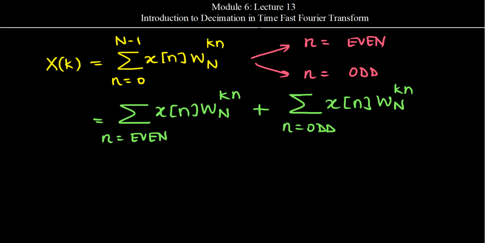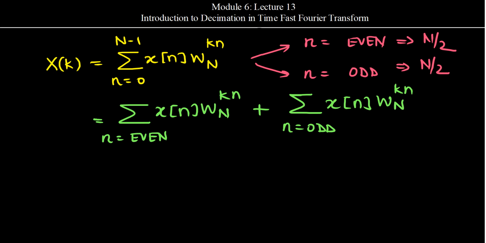Now what we can do is we can just replace this n by 2n and vary it from 0 to n by 2 minus 1. We can do it because this n is ranging from 0 to n minus 1, so we have total n values. So we have n by 2 even values and n by 2 odd values. So if we replace this n here and here by 2n, the new n would be varying from 0 to n by 2 minus 1.